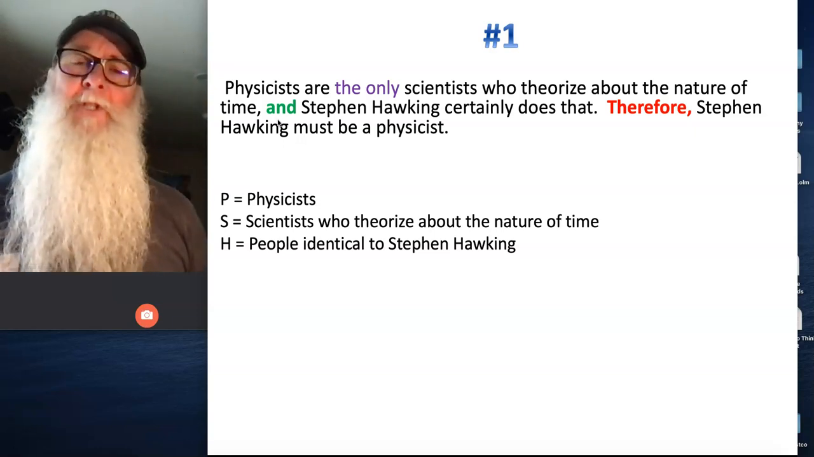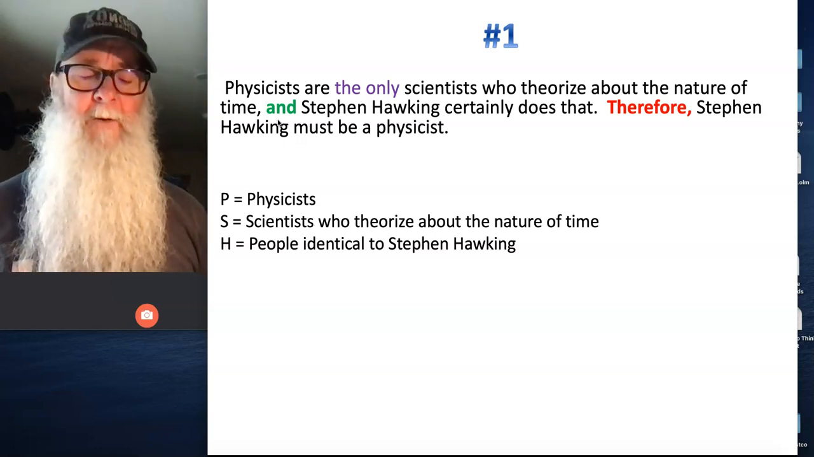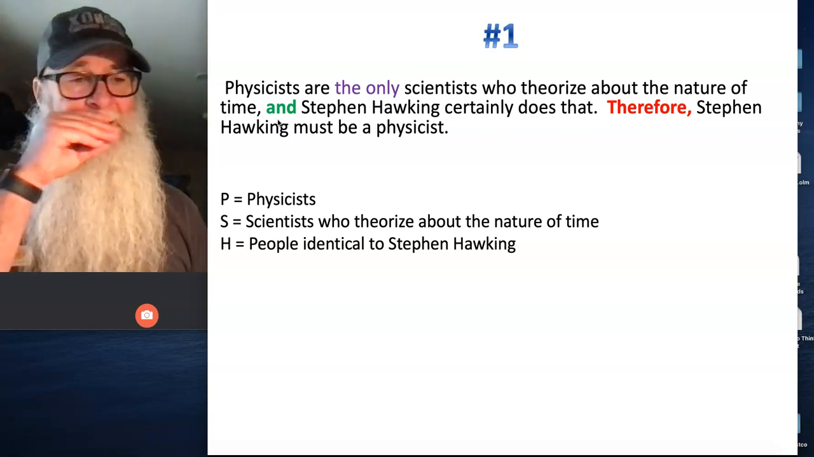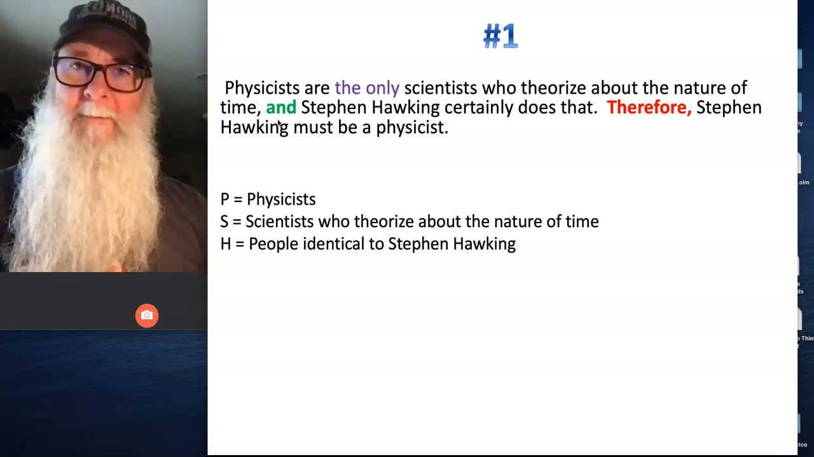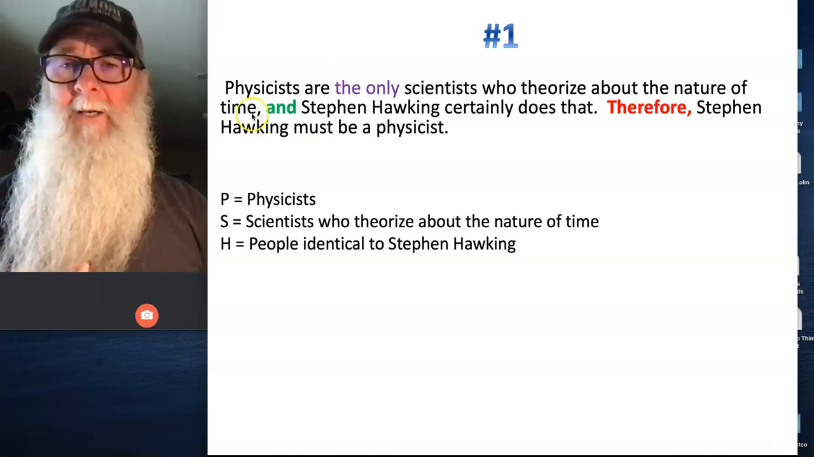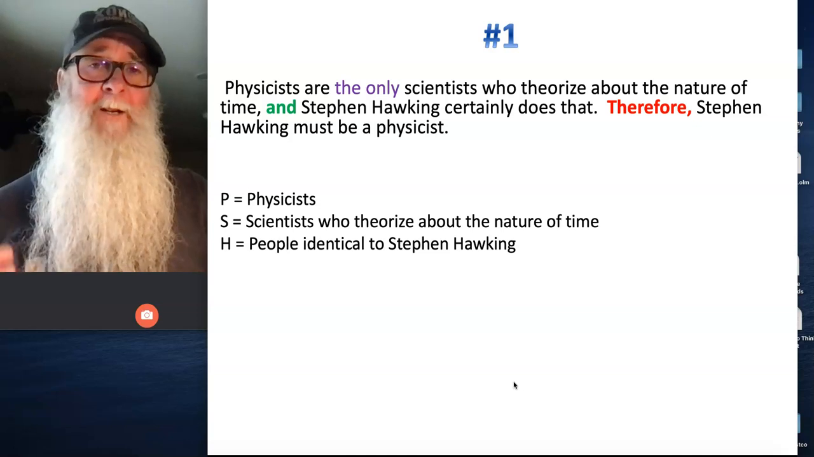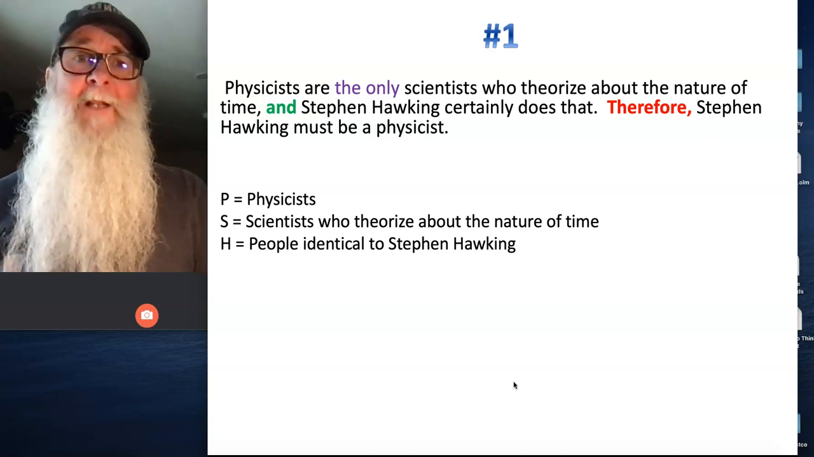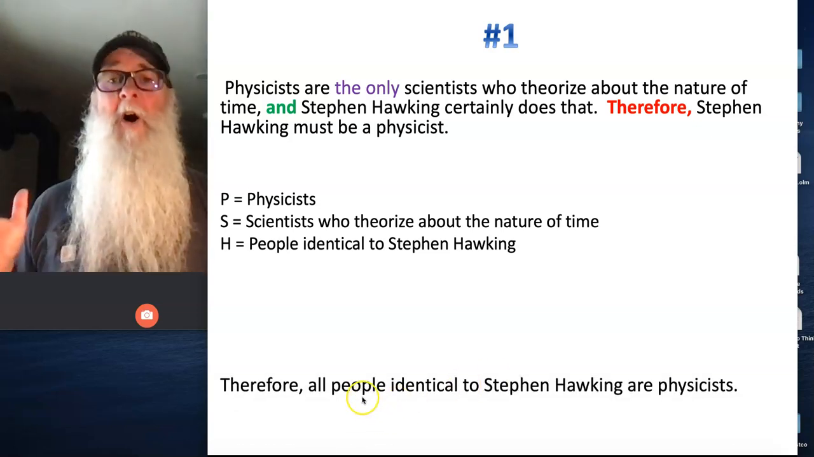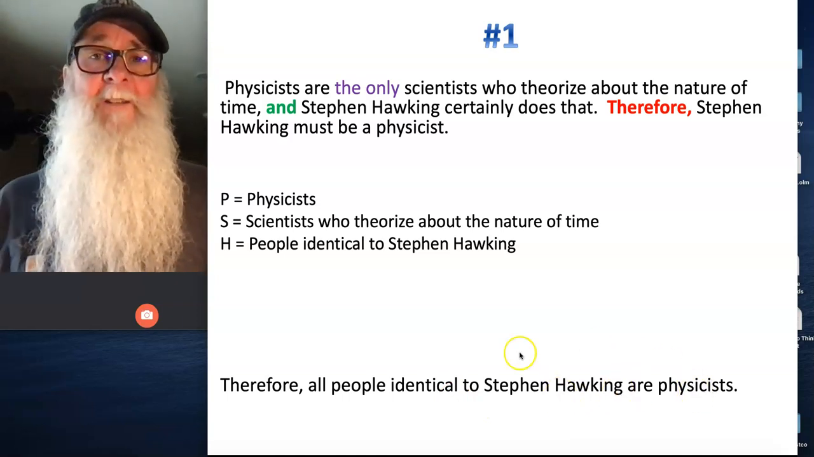Okay, so now we're ready to translate all of these statements into standard form categorical statements. We could do that by jumping right into representing statements symbolically using our letters P, S, and H. I chose to write them out as standard form categorical statements in ordinary language. So the conclusion is expressed as: all people identical to Stephen Hawking are physicists.